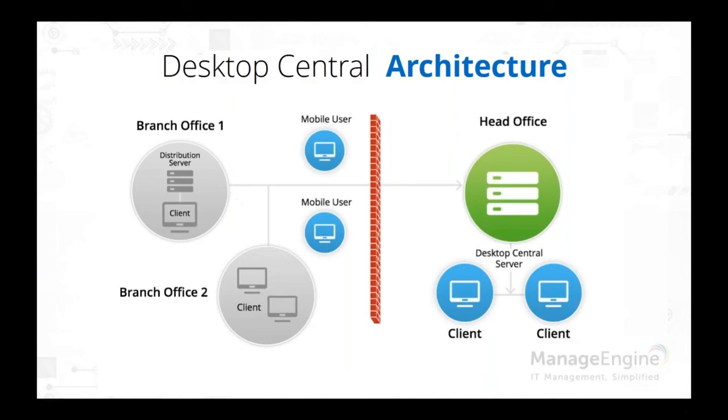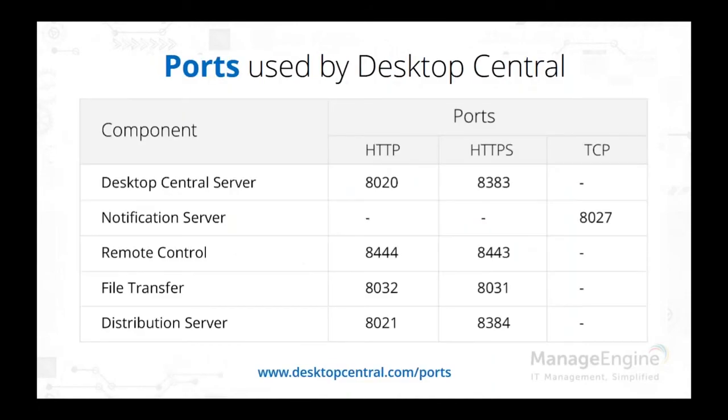When it comes to the WAN, it's recommended to have a distribution server. And the mobile users, like the roaming users, are managed by using the public IP or a fully qualified domain name. So we are going to deal with this case in today's training. Let's get into that in depth.